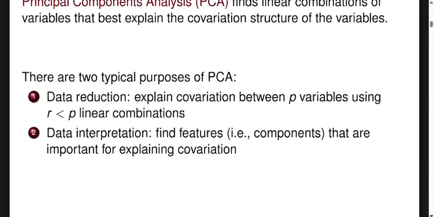I need to be able to find features that are very important in explaining the variation that exists among variables. So when I say I want to figure out important features, it means we're not going to use all the components. We're going to use those that can explain the largest variation in the variables. So these are typical purposes of PCA, the data reduction and data interpretation.